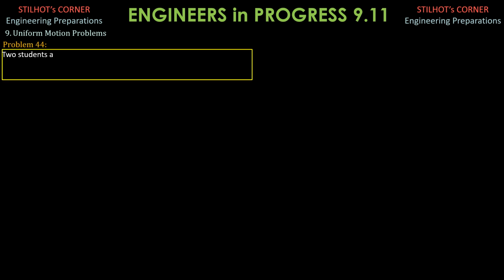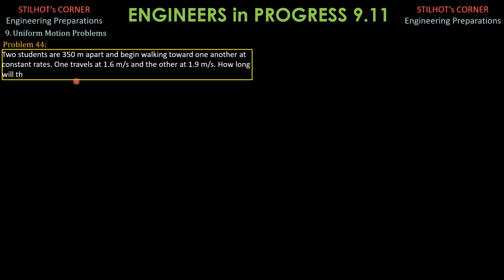So problem 44, two students are 350 meters apart and begin walking toward one another at constant rates. One travels at 1.6 meters per second and the other at 1.9 meters per second. How long will they walk until they meet? How far has each of them gone?